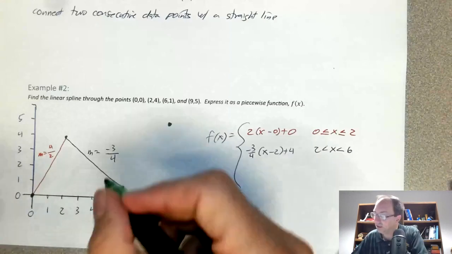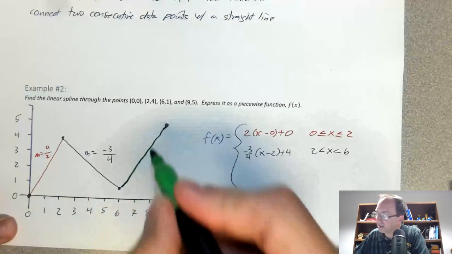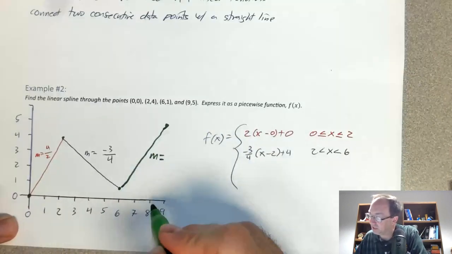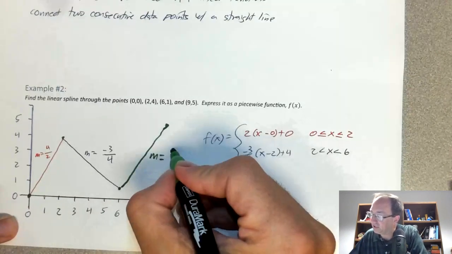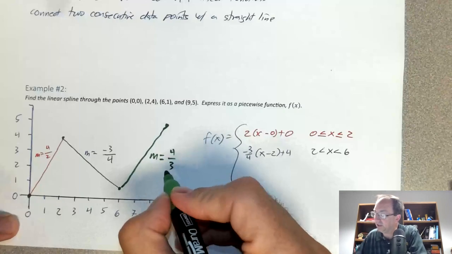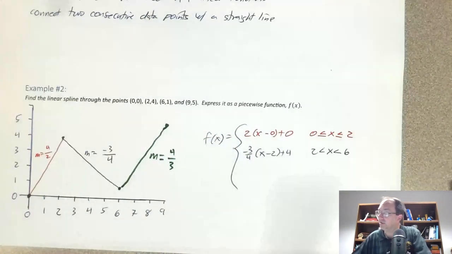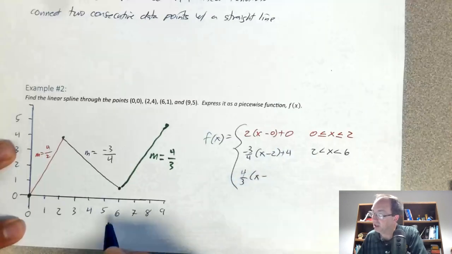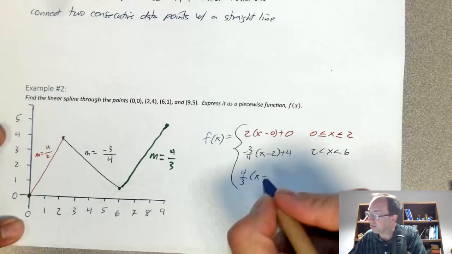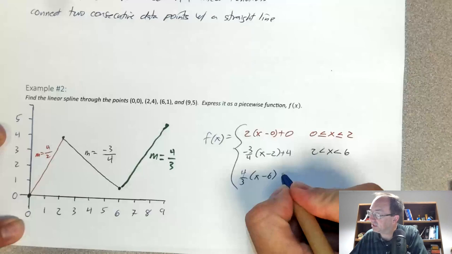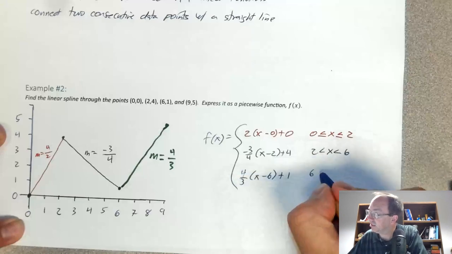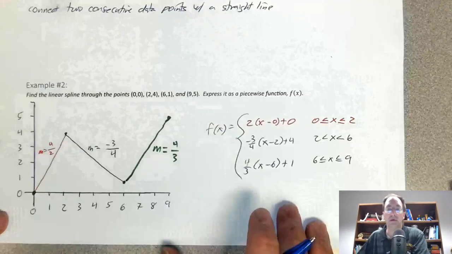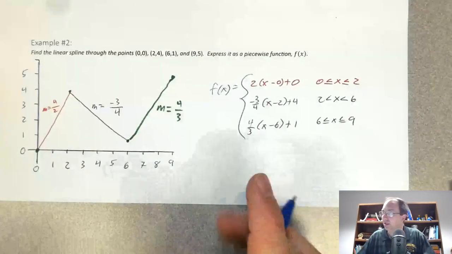And then our last piece is this line, where in this case the slope is, now we're going from 1 to 5. So a rise of 4, a run of 3. And so our slope is 4/3 times (x minus 6), we can use this point here, (6, 1), plus 1, and again, x ranges from, say, 6 to 9. So this is our linear spline.